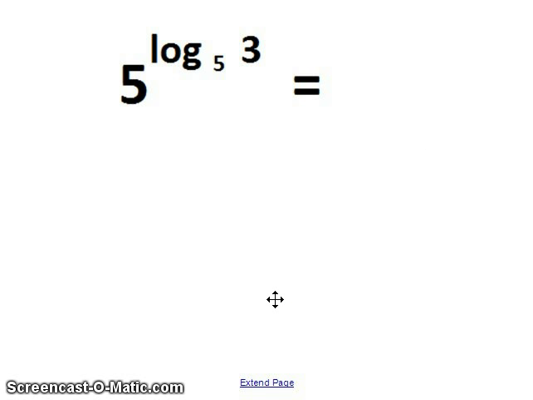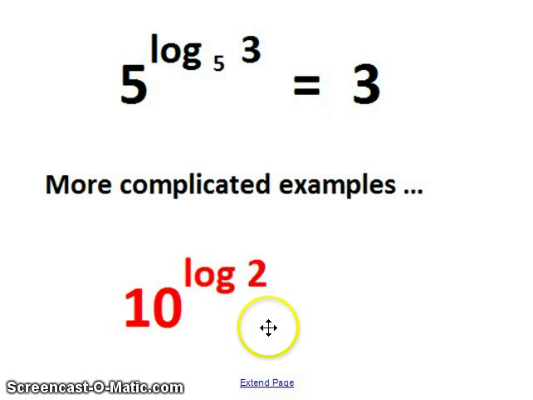Let's practice one. What is this going to turn out to be? Hit the pause button, and then I'll tell you what the answer is. Okay, the answer is 3. Now let's look at a more complicated example. I'll help you with this one.